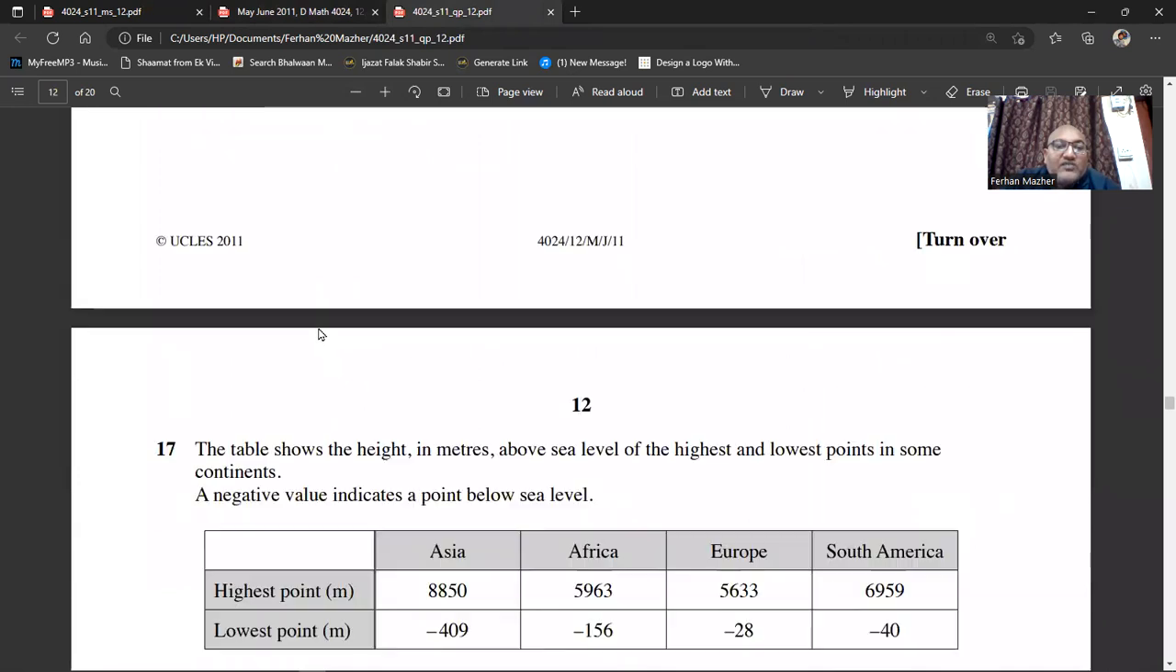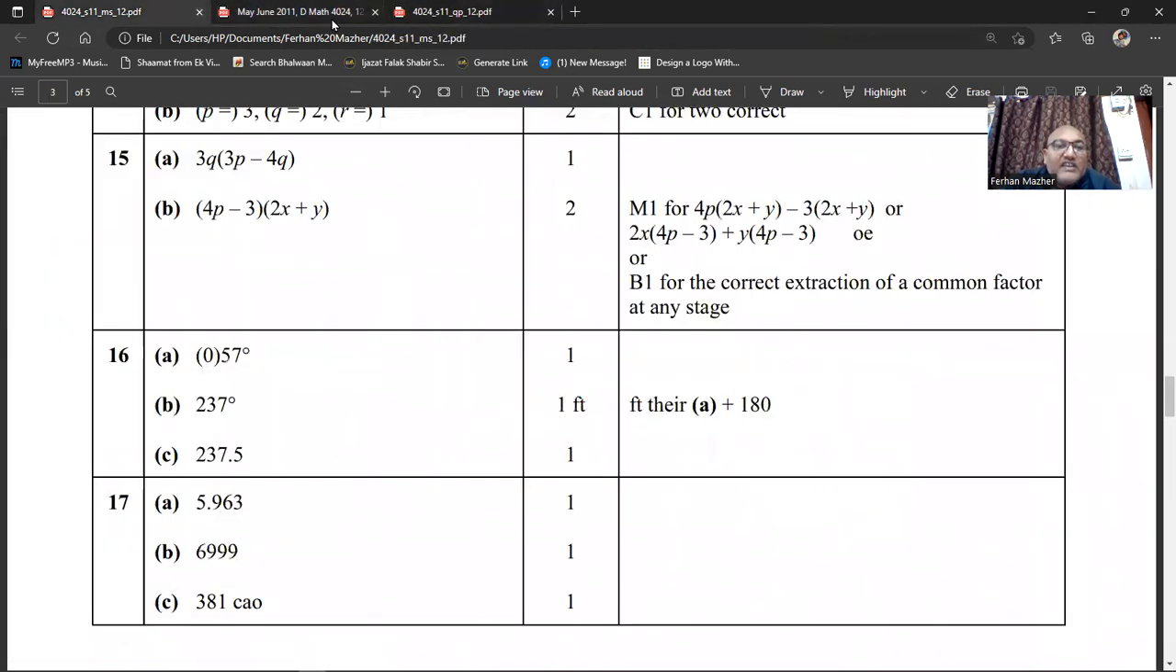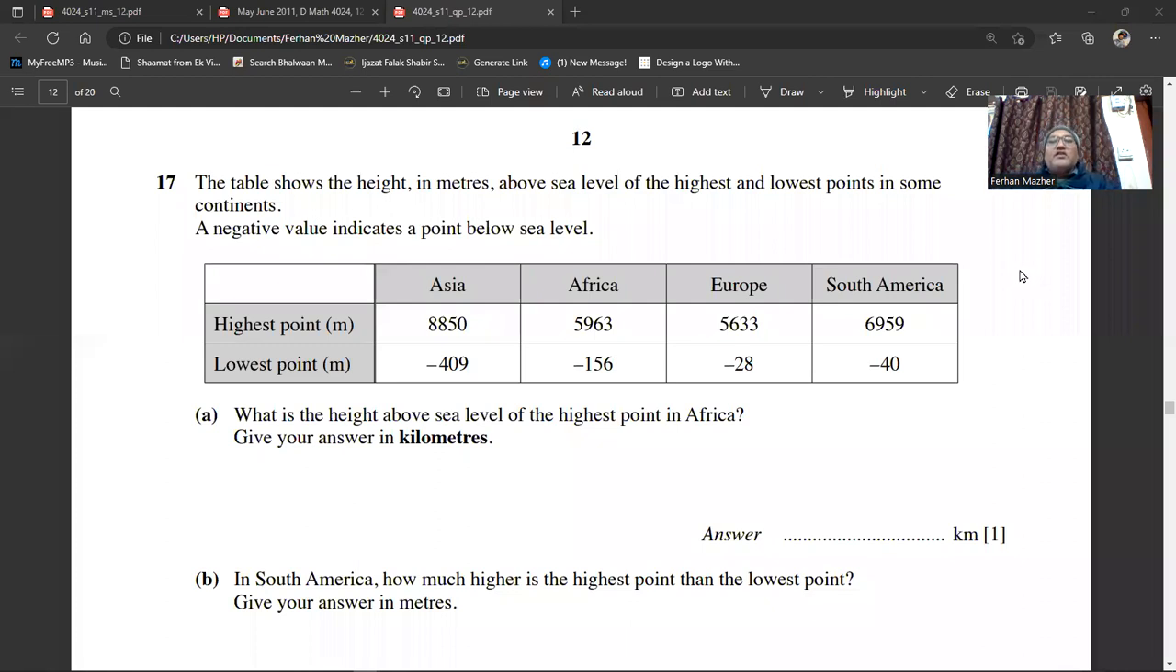So we are done with this question. The next question coming up is question number 17. My dear students, we are on question number 17. The table shows the height in meters above sea level of the highest and the lowest points in some continents. A negative value indicates a point below sea level.